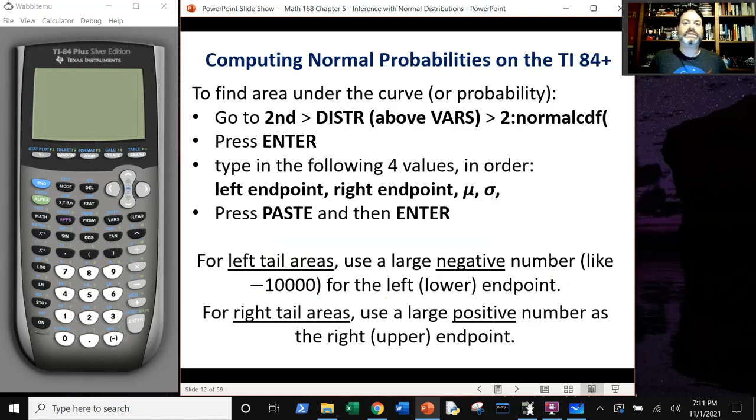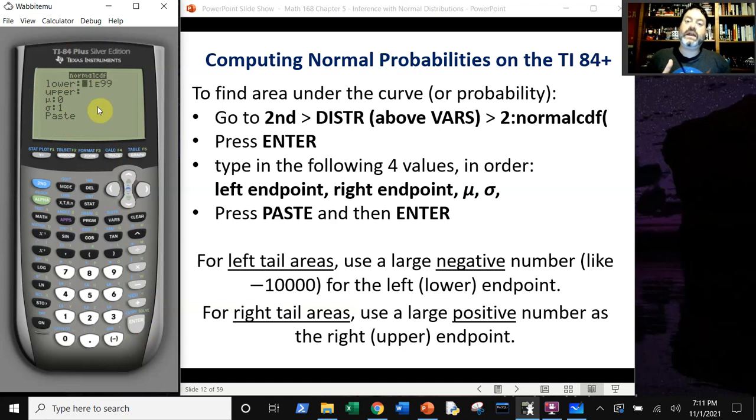So here's how it works. Here are the actual instructions. I just want to go over this real quick. I'm going to show you how to do it live, but here's your reference guide. On the TI-84, I'll show you what to type in. Let me clear all this out. So second distribution, that's above variables. It looks a little weird, so it's down here. It takes us into these distributions. We want normal CDF, number 2. Just press Enter, and it'll take you to this screen.